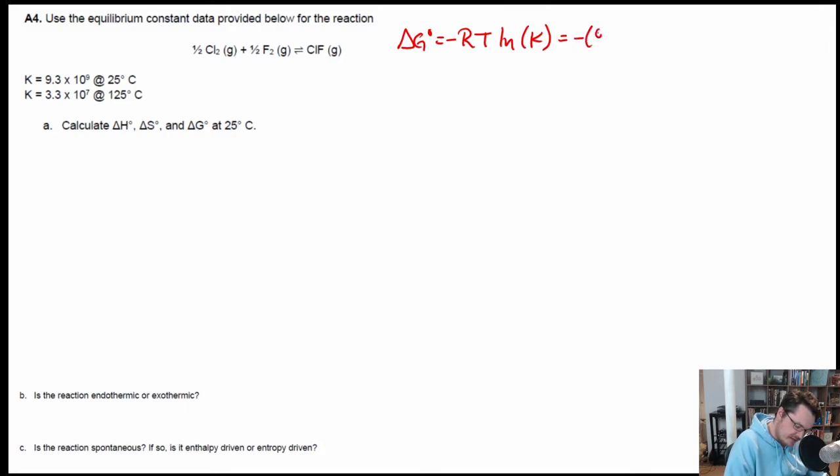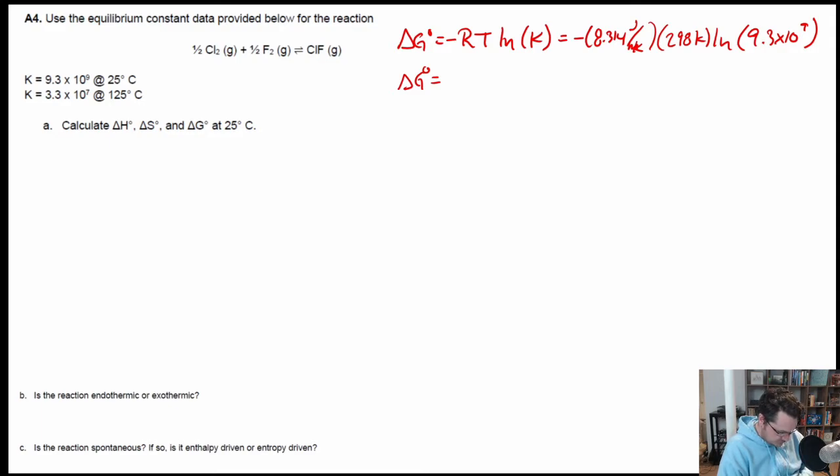So if we take that, negative 8.314 joules per Kelvin, because we're not worried about the moles right now, times the temperature. That's 25 degrees Celsius, so that's 298 Kelvin times the natural log of 9.3 times 10 to the 9th in that case. And so delta G naught is equal to negative 8.314 times 298 times the natural log of 9.3 times 10 to the 9th. That comes out to negative 56.9 kilojoules. So that's how you can get delta G in that case.